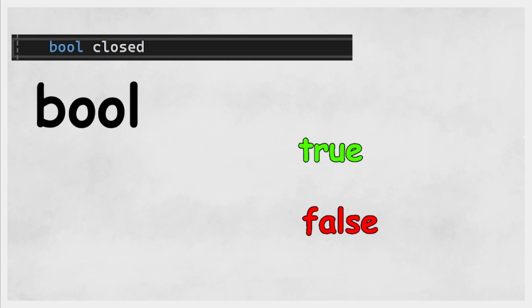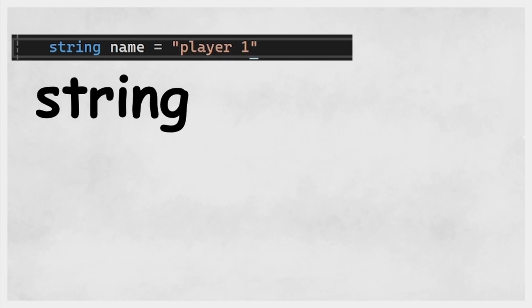A variable with type bool can only have two values: true or false. This is useful for things like whether a door is locked or not, or if our player touches the ground or not, or whatever yes or no question. You get the point. A variable with type string contains text, always enclosed in quotes. Perfect for player names or dialogue messages.